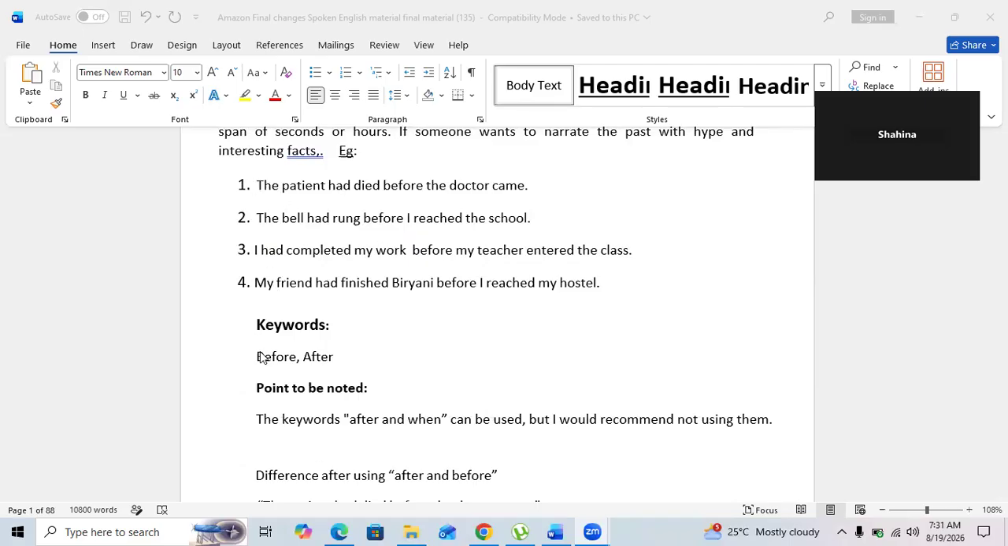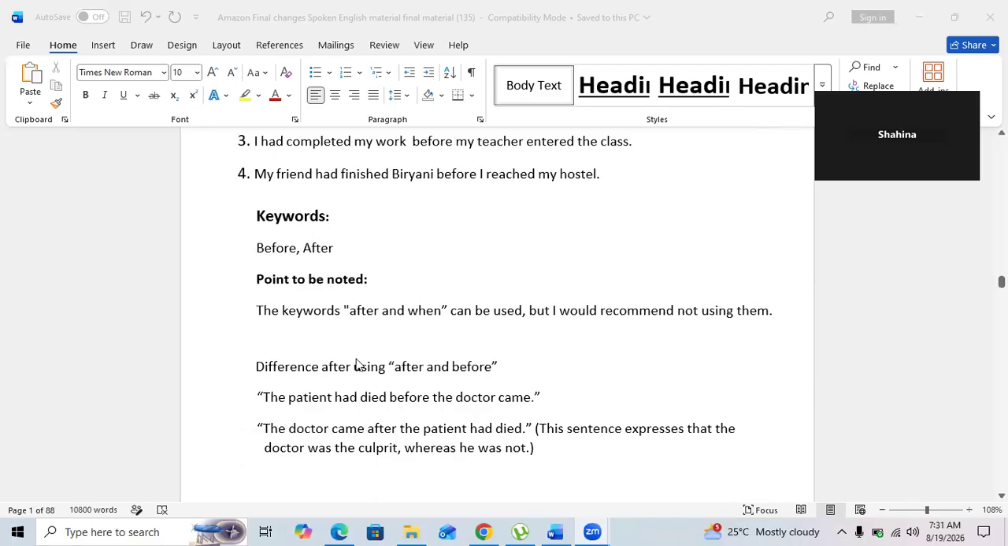Now, a very, very important thing: don't use after, always use before. Why? Because see, the patient had died before the doctor came, meaning the patient had already died before the doctor's arrival. But if you say the doctor came after the patient had died, for you it will be the same thing. Patient had died. It means wherever you use had, it means that task got completed.